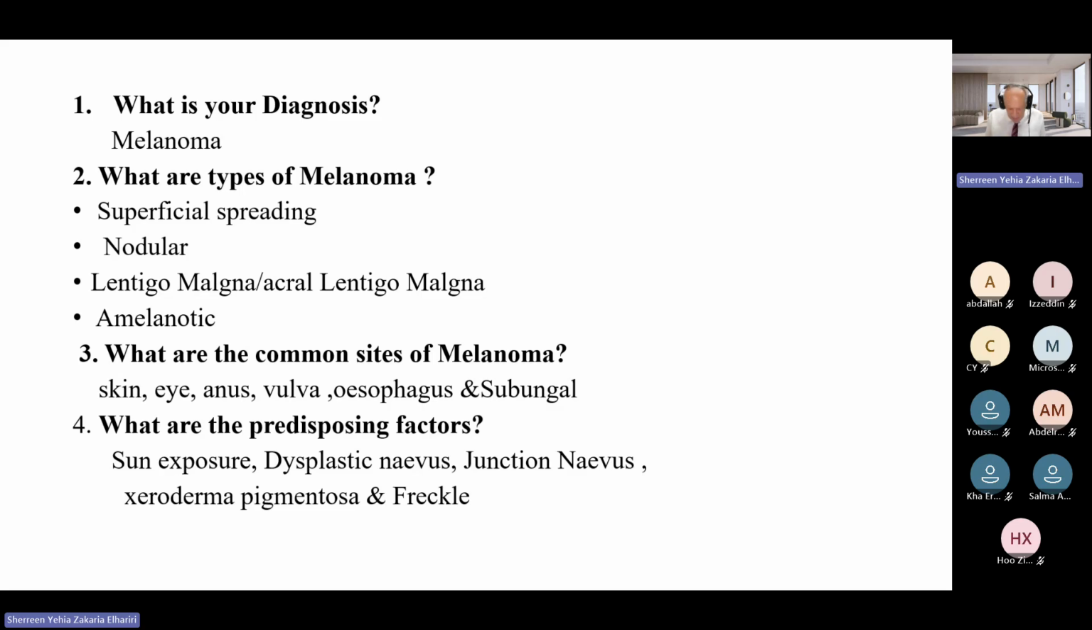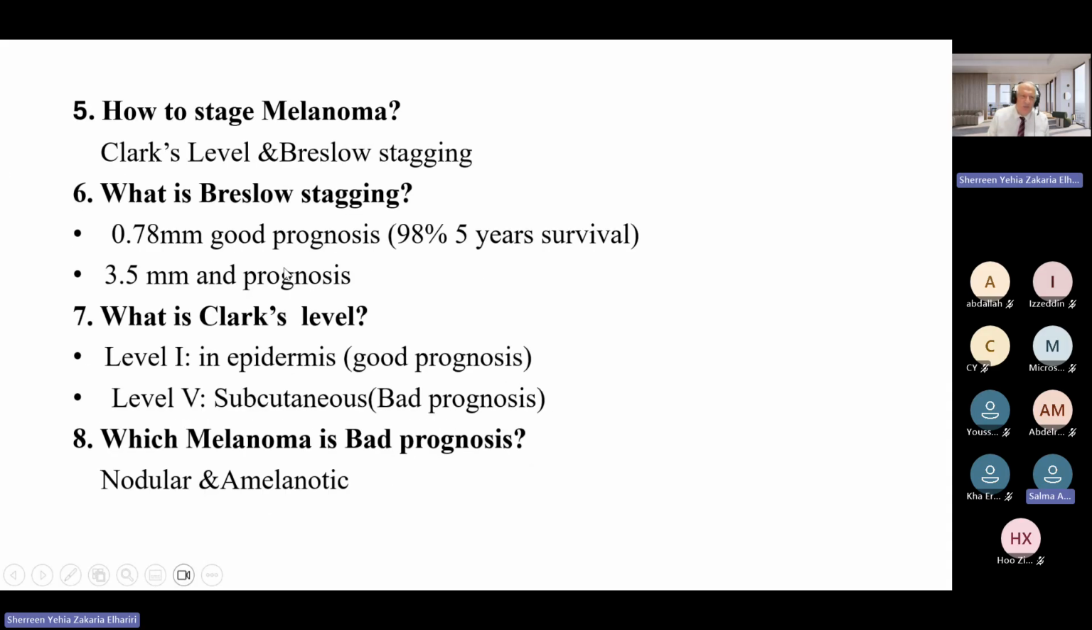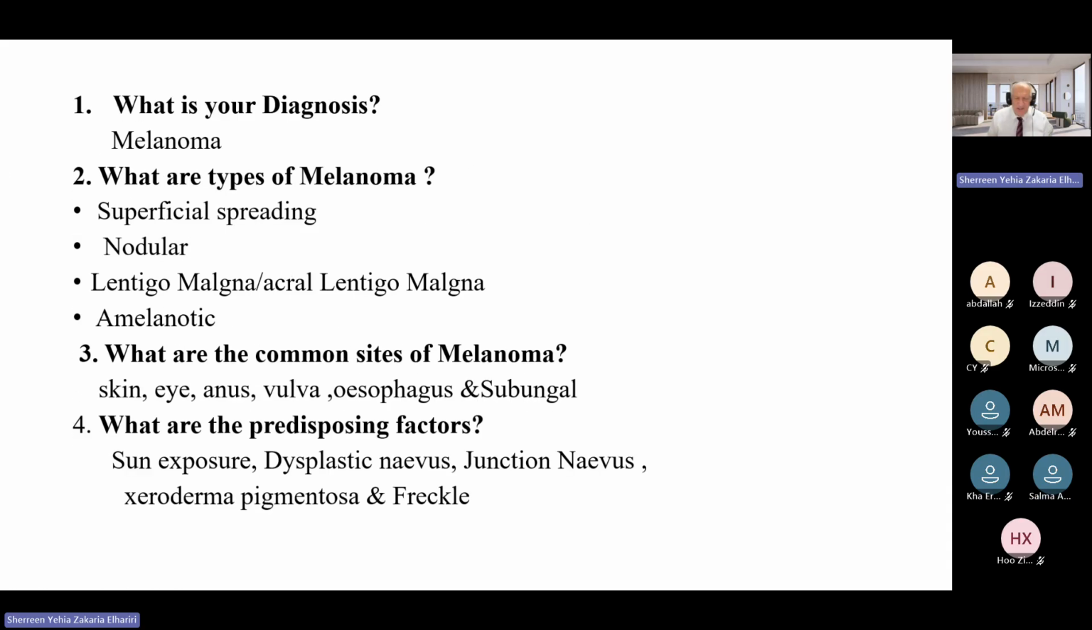What are the predisposing factors of malignant melanoma? Exposure to sun, certain genetic anomalies like xeroderma pigmentosum, dysplastic nevus, junctional nevus, and freckles. Freckle is a characteristic of the skin in some people, like Irish people; they have some freckles. All right. So how to stage melanoma? Just give me the names. Breslow and the Clark level.